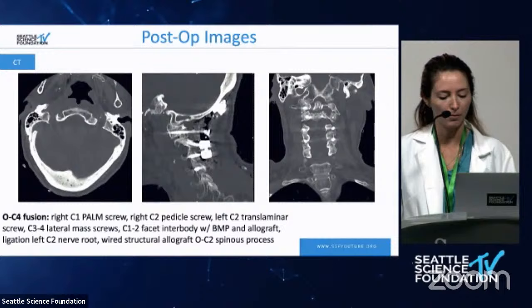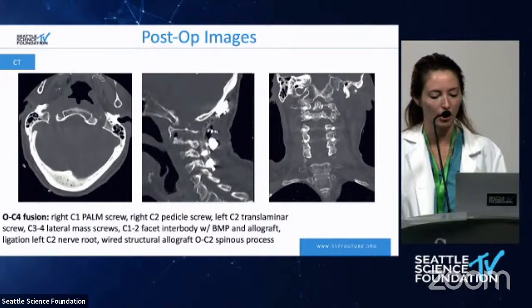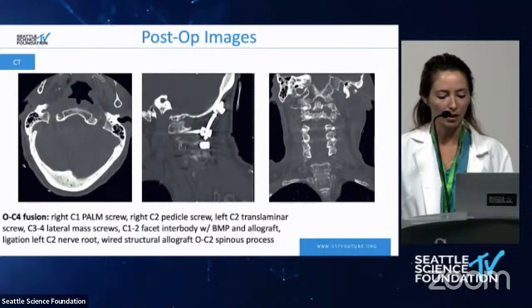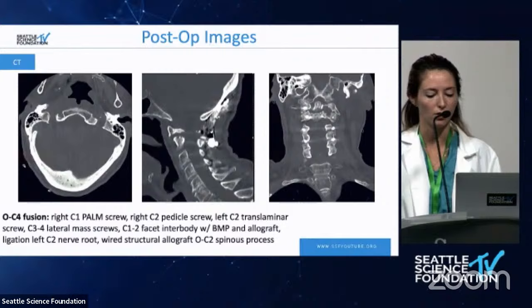Once we had the rods in place, we distracted on the left and compressed on the right to straighten the alignment of the head. And after the screws were final tightened, we wedged an iliac crest structural allograft between the occipital plate and the spinous process of C2, which we secured with a wire cable.